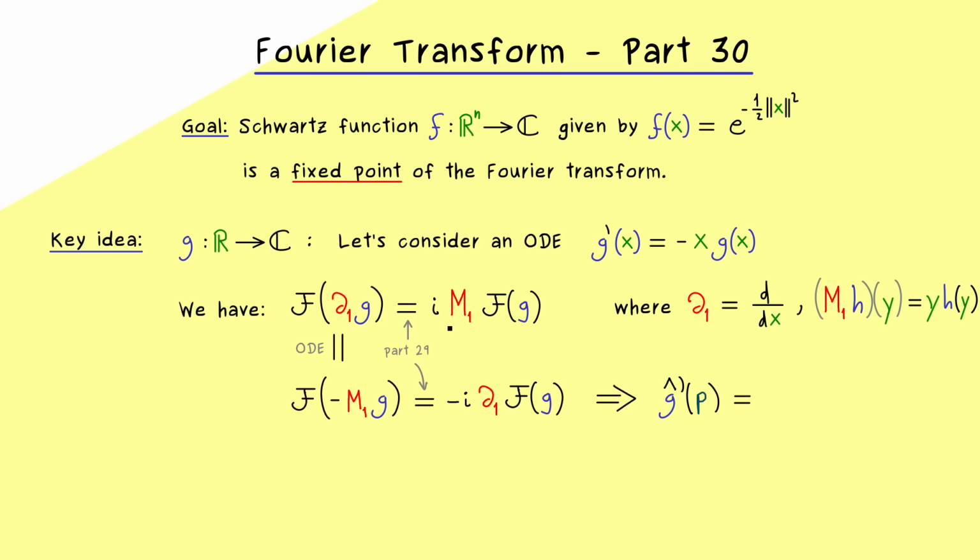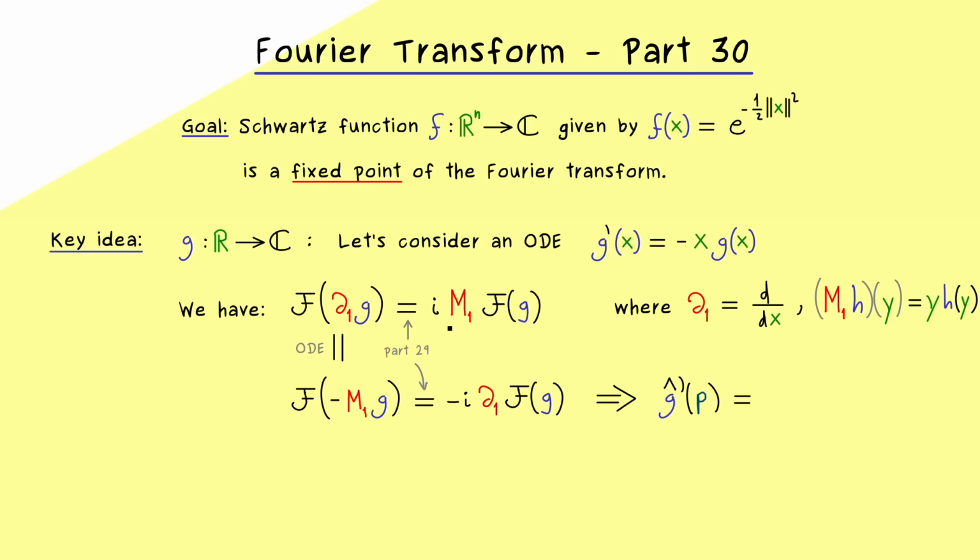In other words, g hat satisfies exactly the same ODE as g. In fact, the only thing that changed is the name of the variable, and this one does not matter for the ODE anyway. Therefore, the next natural question should be, what are the possible solutions of this ODE?